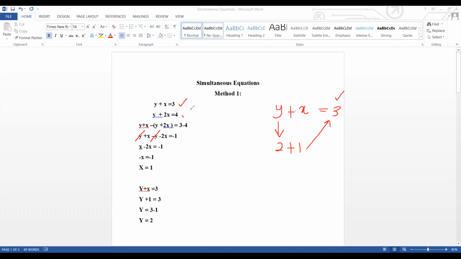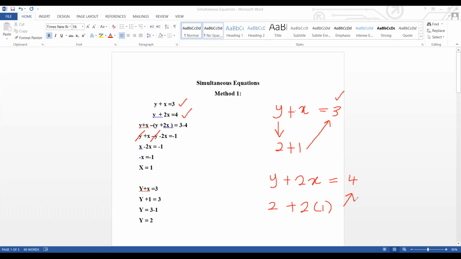Let me check with the second equation as well. y plus 2x equals 4, right? So instead of y, I can take 2, then 2 times my x value, which is 1. So 2 times 1 is 2. So 2 plus 2 is 4. That means both answers are correct. So this is the first method. When you simplify, you're getting the values for those two unknown terms. So we got x as 1 and y as 2.